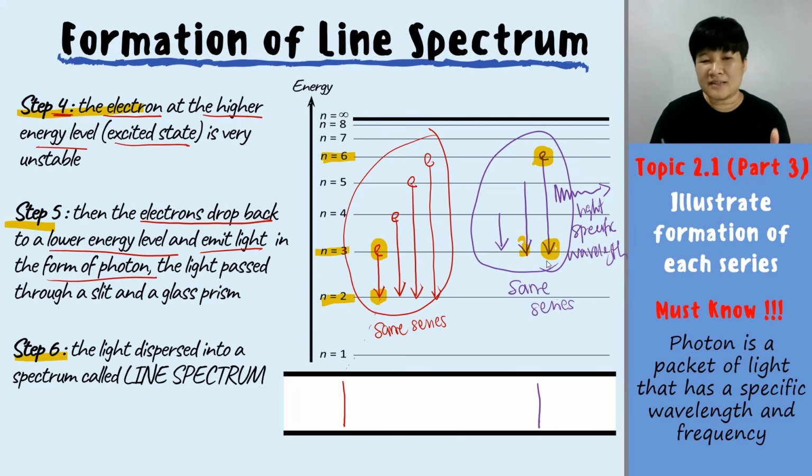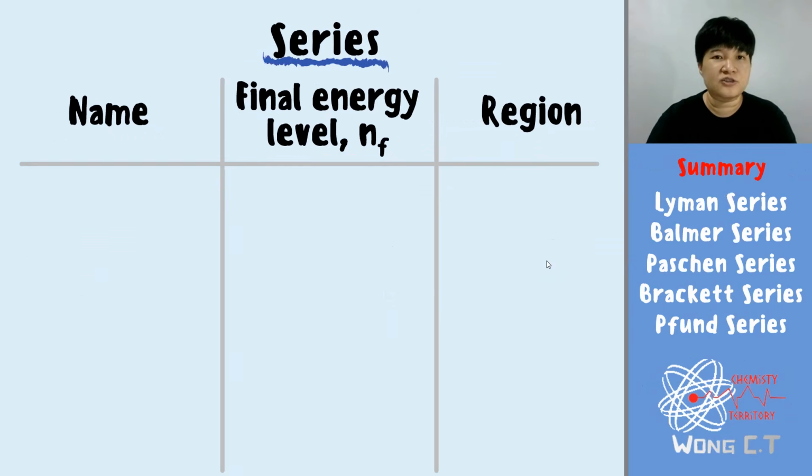So in other words, how are the Lyman, Balmer, Paschen, Brackett, and Pfund series formed? Easy. All the electrons must drop to the same energy level. For every series, you need to know three things: the name of the series, the final energy level the electron drops to, and also the region.